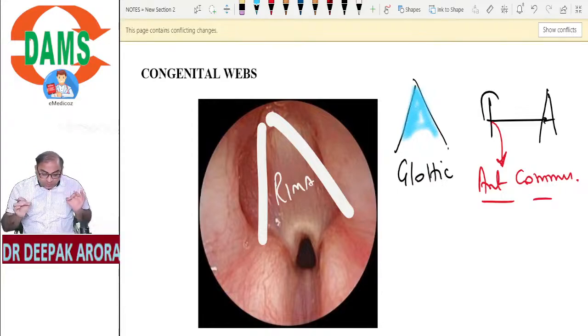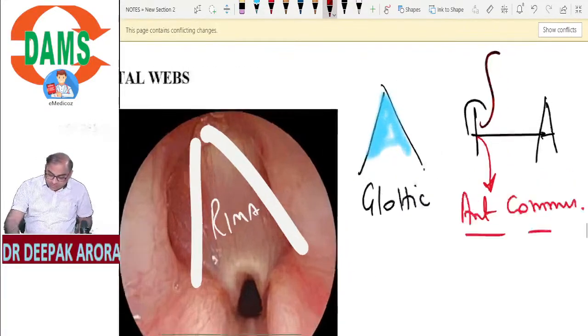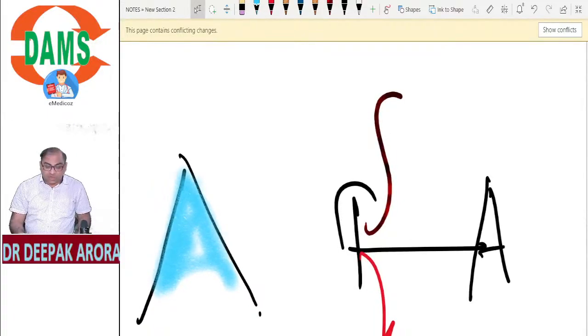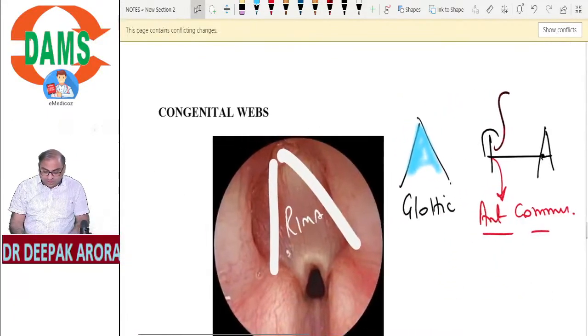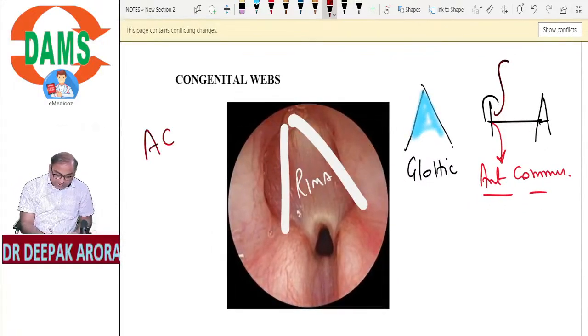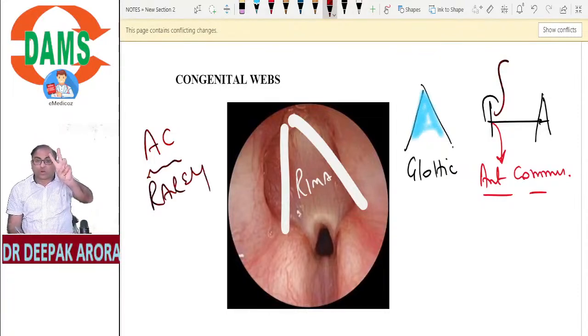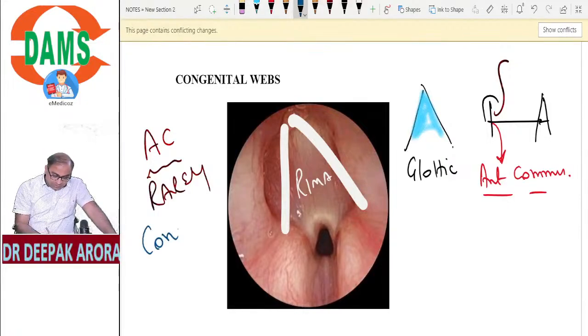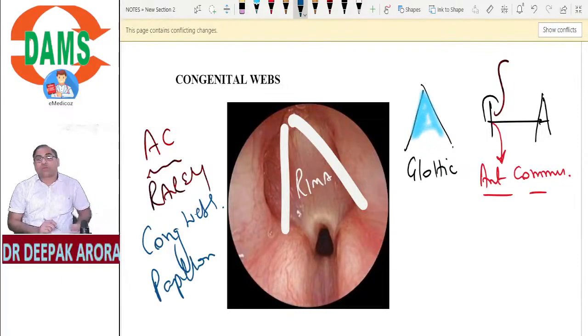Any student who can tell me why the anterior commissure is not involved? The anterior commissure is a commonly protected area. Who is protecting it? The epiglottis. The epiglottis is protecting your anterior commissure. Therefore, the anterior commissure is rarely involved. All the students going for Central Institute, just remember, I'm making a concept for you. The anterior commissure is rarely involved, except in two conditions. The examiner asks you two important points. One is congenital webs, one is papillomatosis.